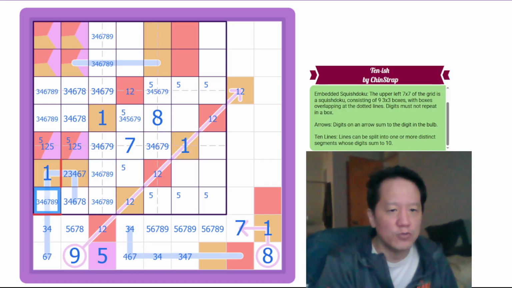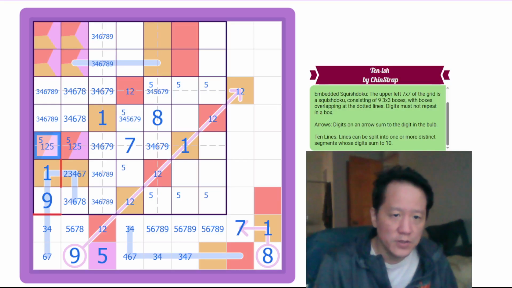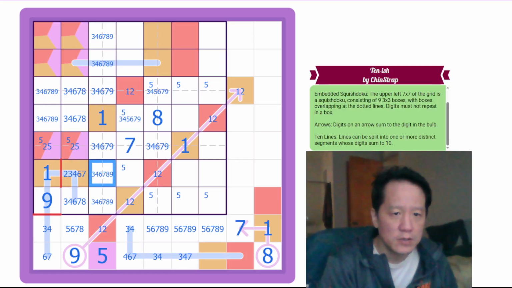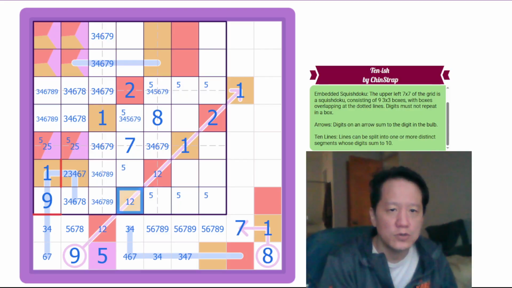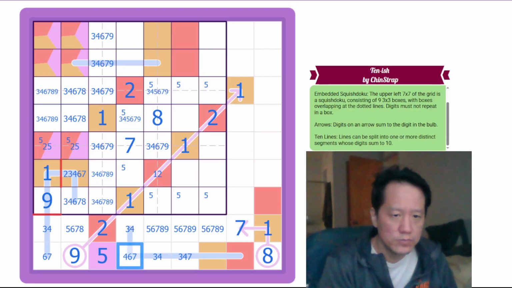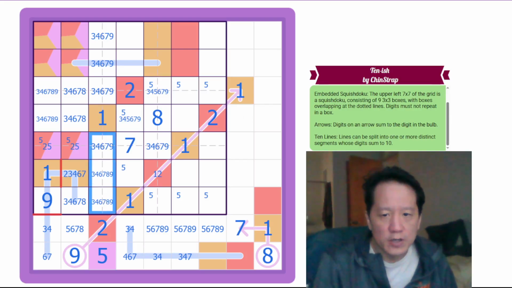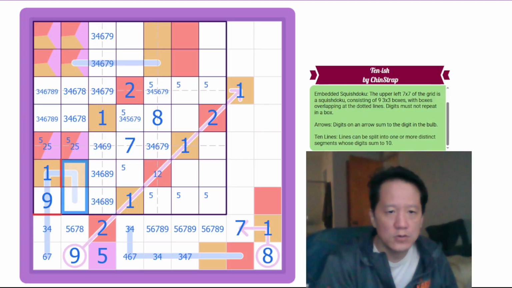This would then have to be 1 and 9. So this would be 2, 5 as a pair. 8 would be one of these two. 8 could not be here. This is 2. This is 1, 2, 1, and 2. So no 7 here. Seven could not be any of these digits, so this would have to be essentially a 3-7 pair here.